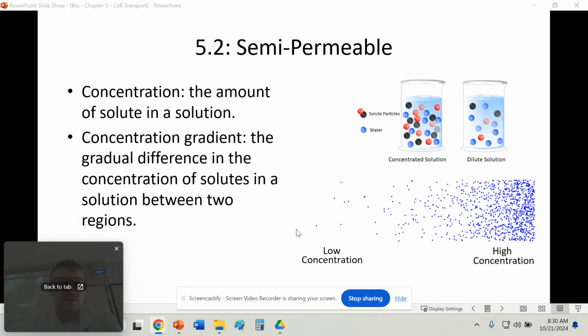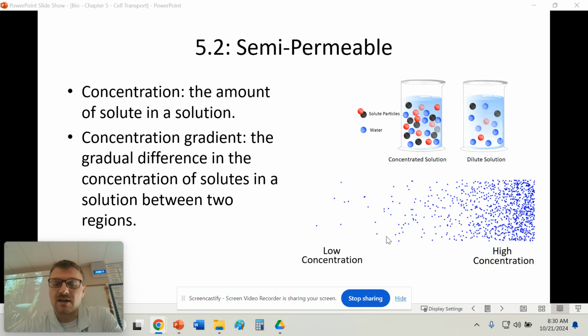Lastly, in this section, we're going to talk about something called concentration. This is the amount of something in a given area. You can see here where we have low concentration and high concentration of something. The more of a molecule or substance in a given area, the higher the concentration. The lower the concentration, the lower the amount of that solute. So again, low versus high, you can see high versus low up here.